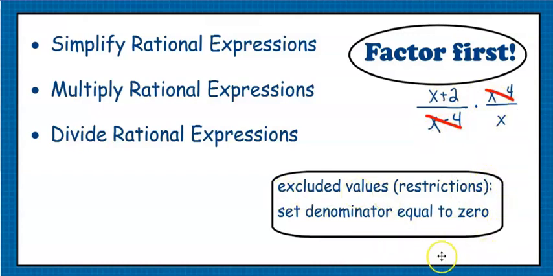You also learned about excluded values, which are restrictions on the rational expression. You can't have a denominator equal to 0. So you set the factors in the denominator equal to 0 and figure out what those are. And then you state your answer, but then you state, okay, yeah, it's this answer, but x cannot equal these excluded values.